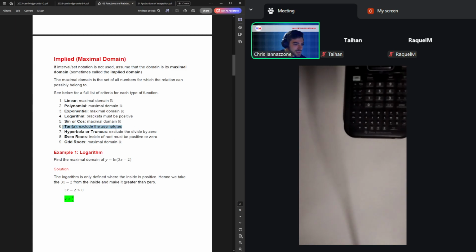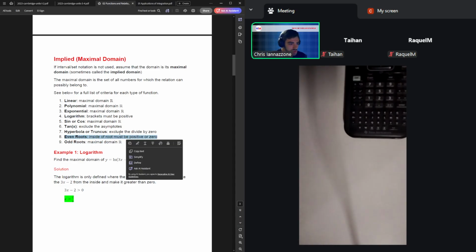Similar to stuff like tan, where tan has asymptotes, has those vertical asymptotes. Anytime you have a vertical asymptote, that by definition is one x value that cannot exist on the graph, which is why for the maximal domain of tan, we're going to exclude those asymptotes. Exact same thing for the hyperbola and the truncus. Again, those both have vertical asymptotes. And so you're essentially excluding that spot where you are dividing by 0, because any divide by 0 is going to give you that vertical asymptote.